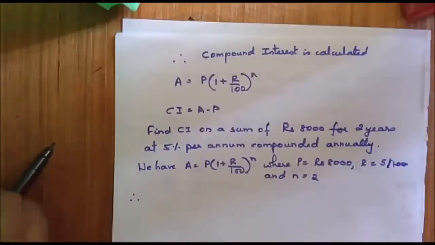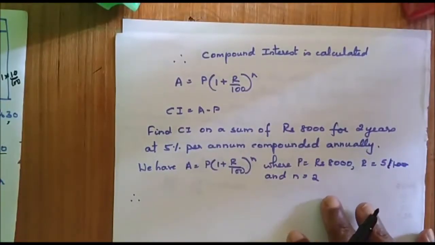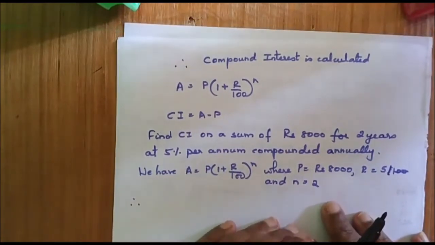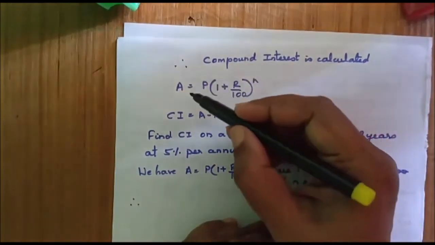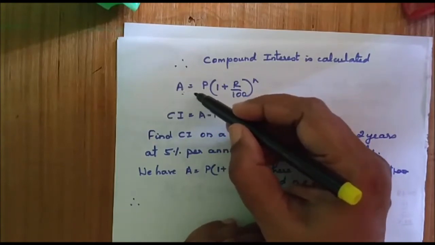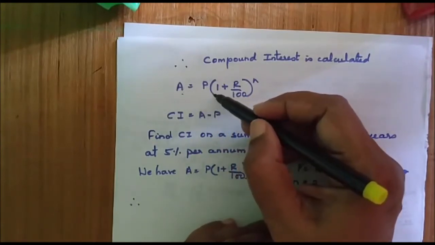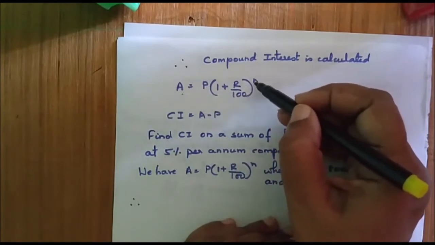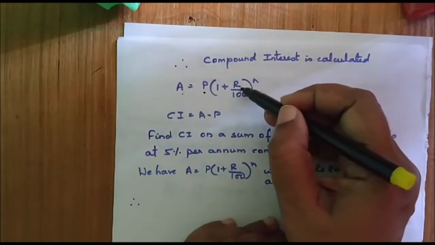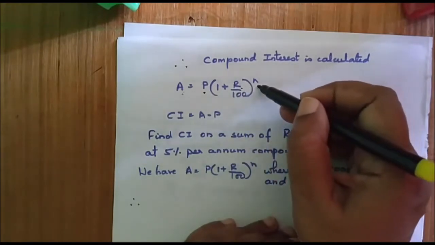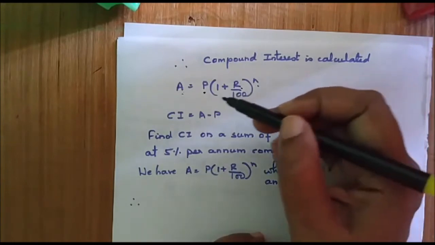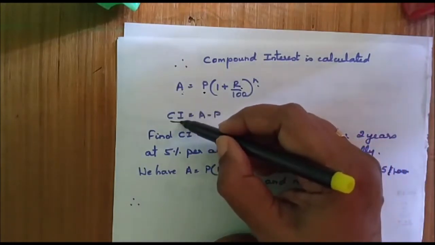Now, how is compound interest calculated? To calculate the compound interest, we are given a formula. What is it? A is nothing but the amount. Amount A equals P into (1 plus R by 100) to the power n. What is P? P is the principal, R is the rate of interest, and n is the time or the number of years.